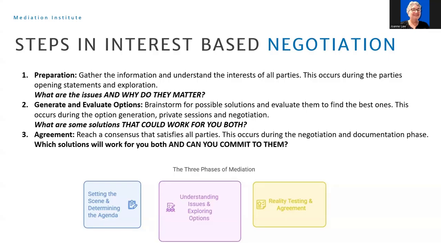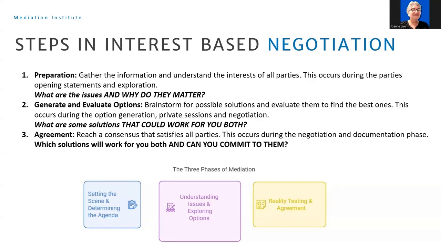What we're doing in order to support that interest-based negotiation is we're doing the preparation and really helping the parties to understand those underlying interests. What are the issues and why do they matter? Generating and evaluating the options, so brainstorming those possible solutions, evaluating them to find the best ones, rather than latching on to the first thing that's said, really looking at, could this work for both of them? Are they willing to do them?